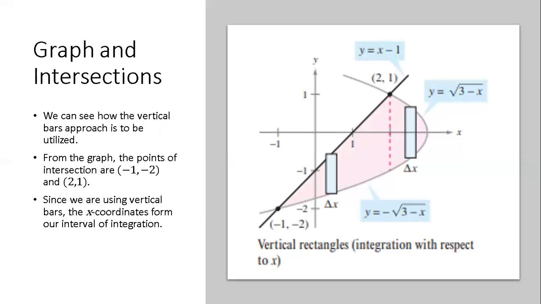Here we can see two vertical bars to demonstrate our orientation. We have intersection points at (-1, -2) and (2, 1). These are the intersection points between those two graphs. And since we're using vertical bars, the x coordinates will form our interval of integration.